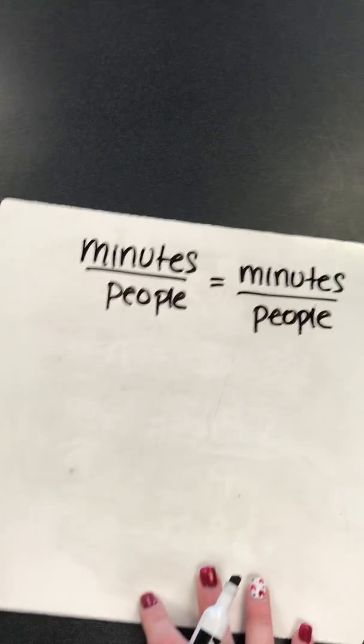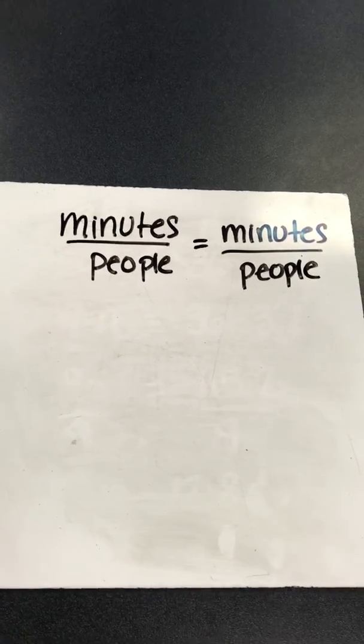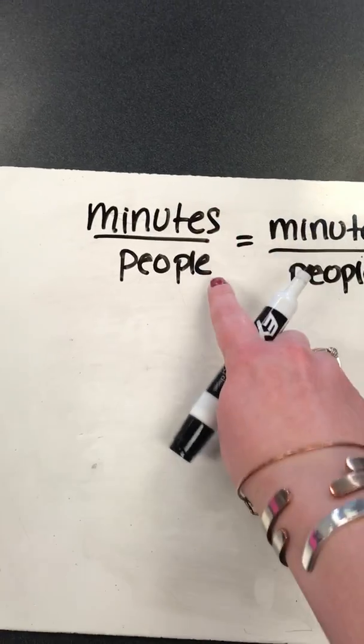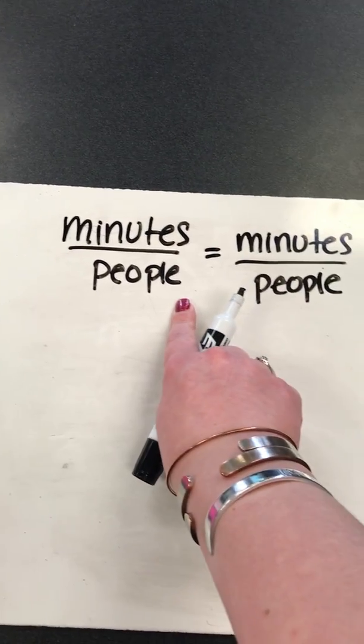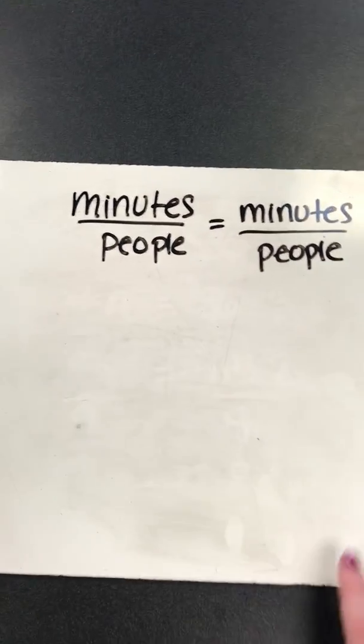Now, if you wanted to put people on top and minutes on bottom, that's fine, as long as you're consistent. So if you want to put people on top and minutes on bottom, then over here you'd also have to put people on top and minutes on bottom.